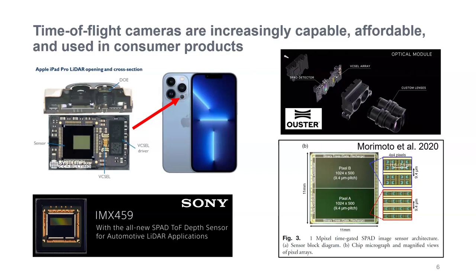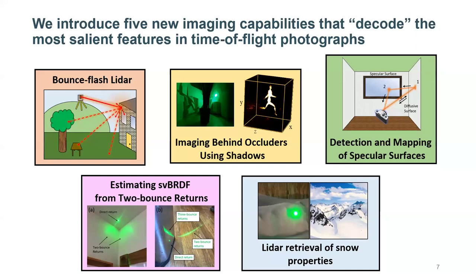To this end, in my thesis, I developed 5 new imaging and sensing methods, all of which are enabled by time-of-flight photography. A core theme of all of these methods is that each method decodes a different prominent feature that you can see when you look at time-of-flight photographs. So I'm going to walk through the basic principles of all of these methods. And my hope is that by the time I've finished, I'll have convinced everyone here that time-of-flight photography is useful for all sorts of things, not just imaging around corners.